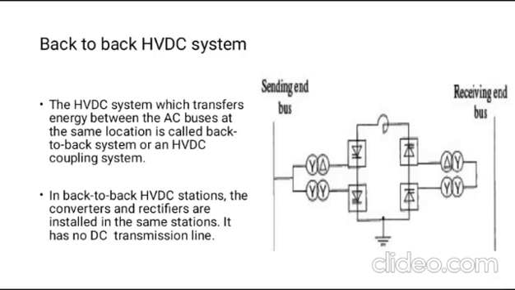In back-to-back HVDC station, the converters and rectifiers are installed in the same station. It has no transmission lines. It only acts as a coupling system between two AC buses. That's what the back-to-back HVDC system does.